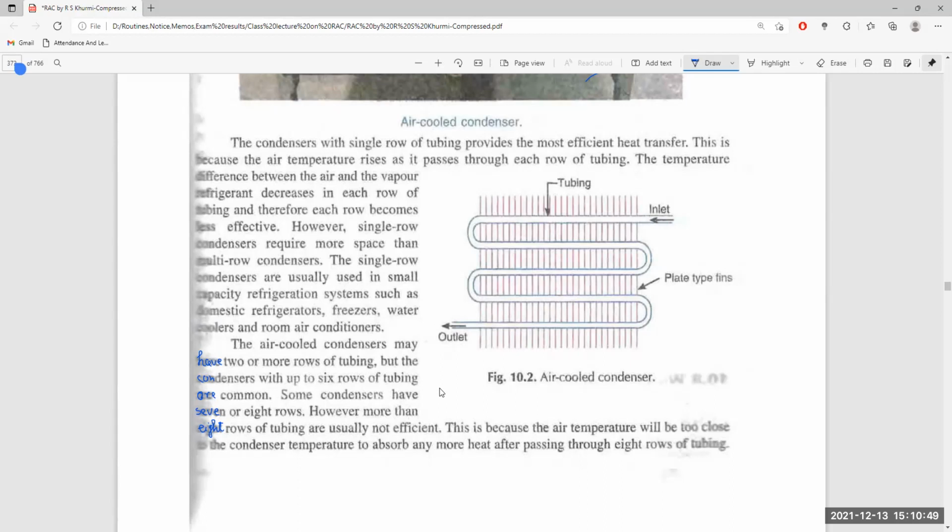So there is a definite barrier or constraint to increasing the number of tubings to improve the heat of condensation, because the higher the number of tubings, the air becomes more and more close to the temperature of the surroundings, and thus creates very little condensation effect.